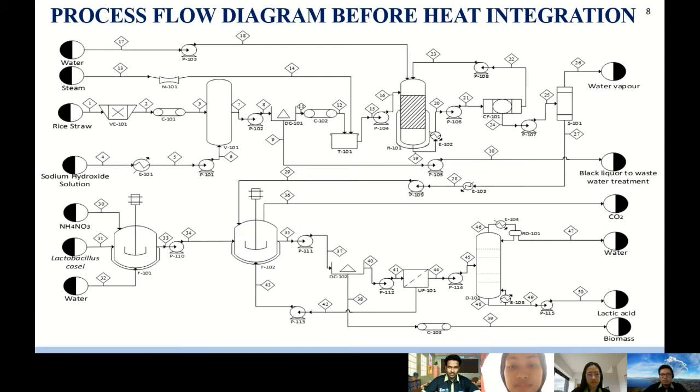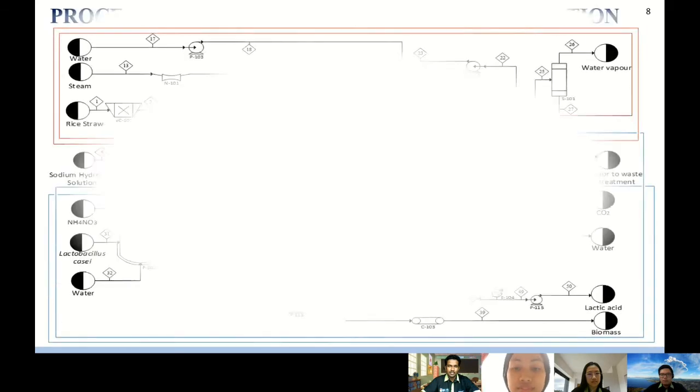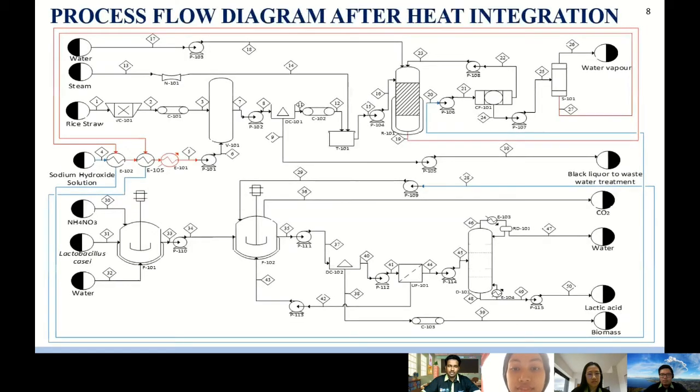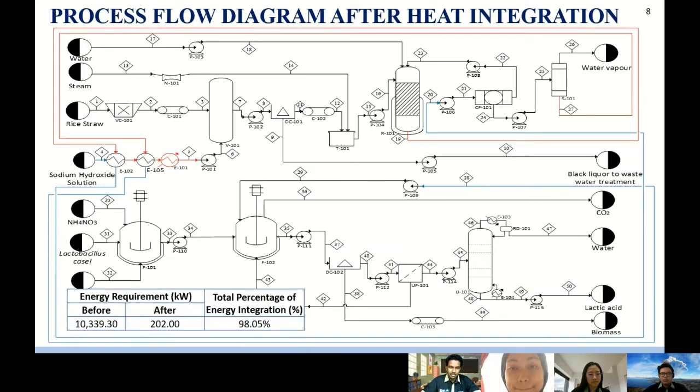These are the process flow diagrams for our production, as we can see in the slide. Next is the process flow diagram after the heat integration. After we did the pinch analysis with cascade and so on, we added a heater E101 with string 4 as inlet and string 5 as outlet. After the heat integration, the total percentage of energy integration we provide is 98.05%.